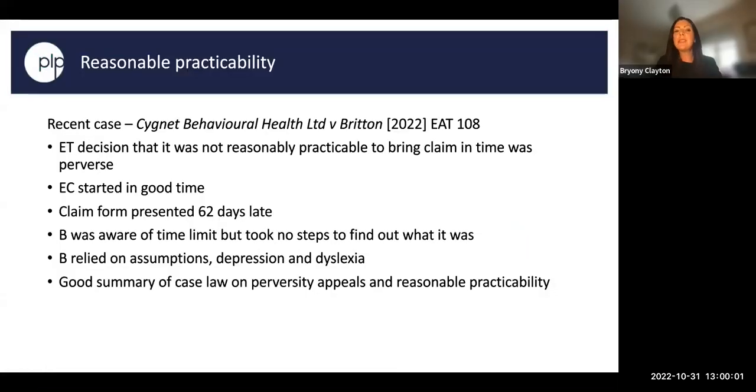Yes, so in Signet Behavioural Health Limited v Britton, in the Employment Appeal Tribunal earlier this year, Mr Britton was a physio, dismissed during his probationary period and subjected to a fitness to practice investigation. He sought to bring a Section 103A protected disclosure automatic unfair dismissal claim. He commenced ACAS early conciliation in good time, but sent the claim form in 62 days late.